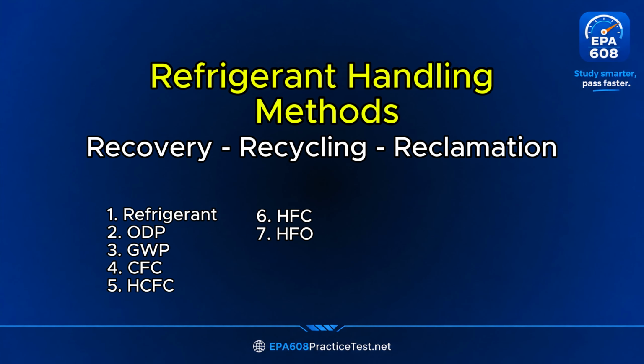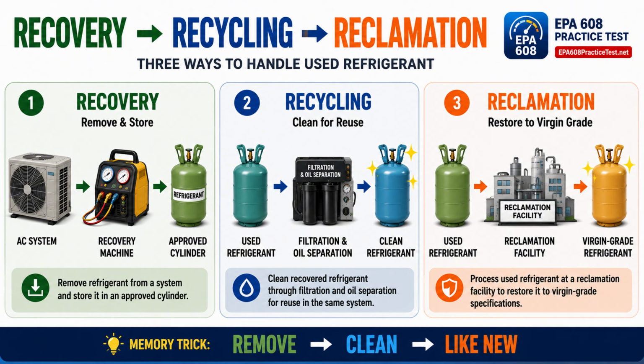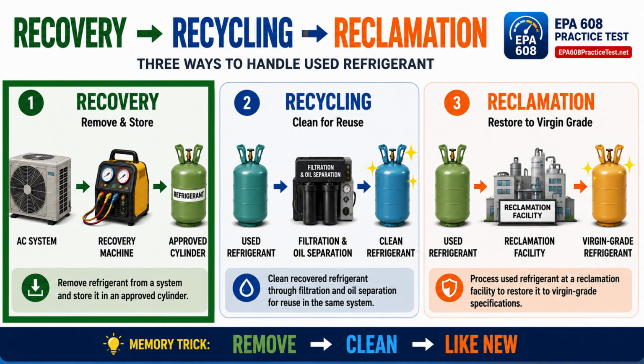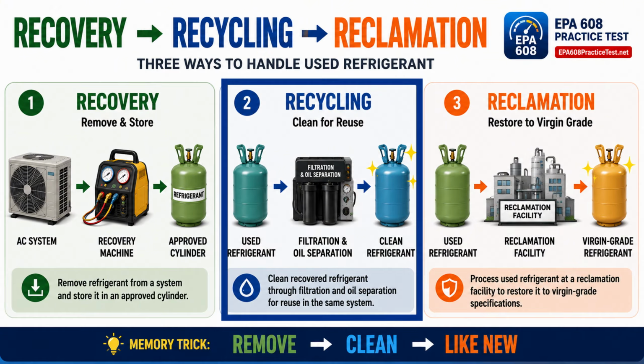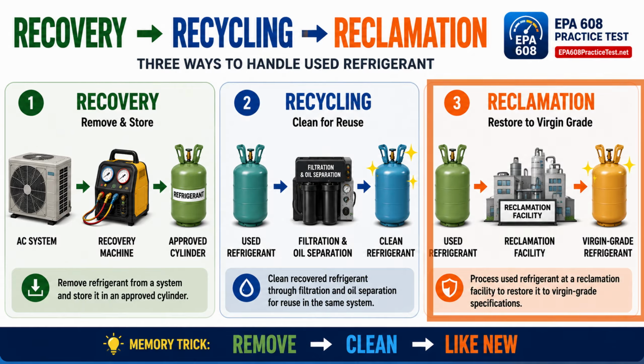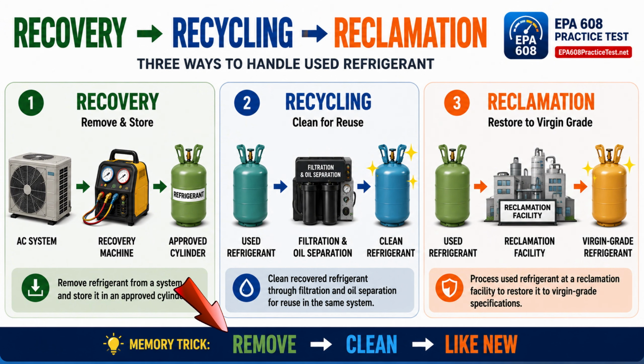Refrigerant handling methods. There are 3 refrigerant handling methods. Recovery means removing refrigerant from a system and storing it in an approved cylinder. Recycling means cleaning refrigerant so it can be reused. Reclamation means processing refrigerant back to virgin grade specifications. Think of it as a progression. Remove it, clean it, restore it.